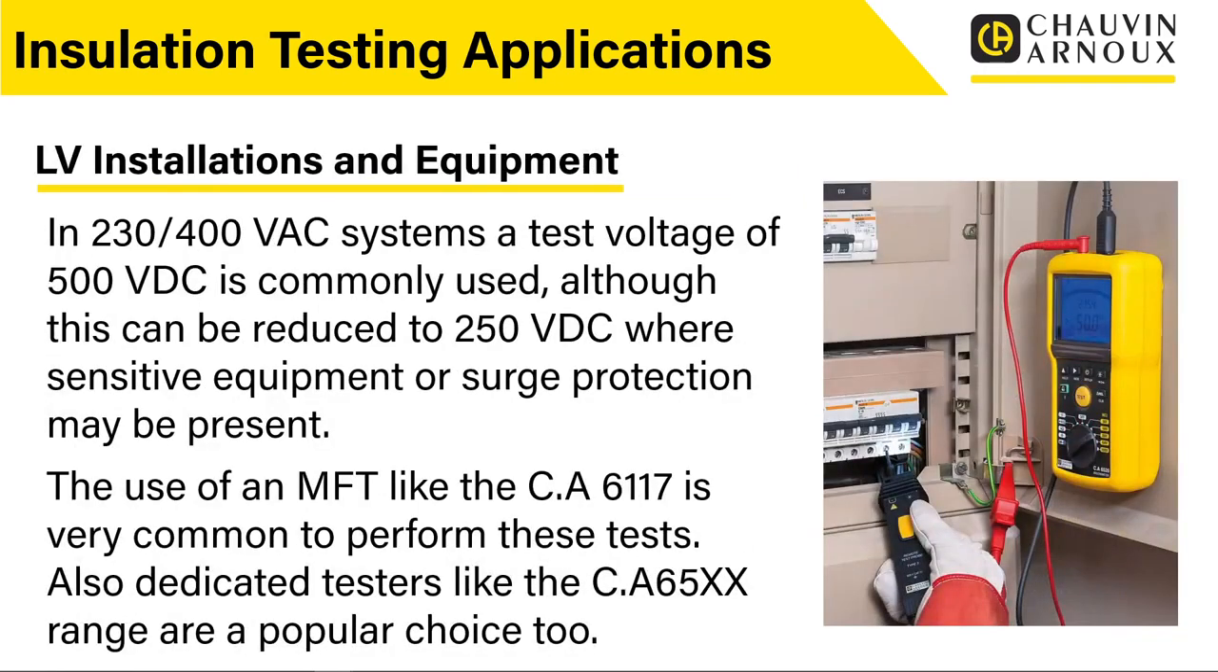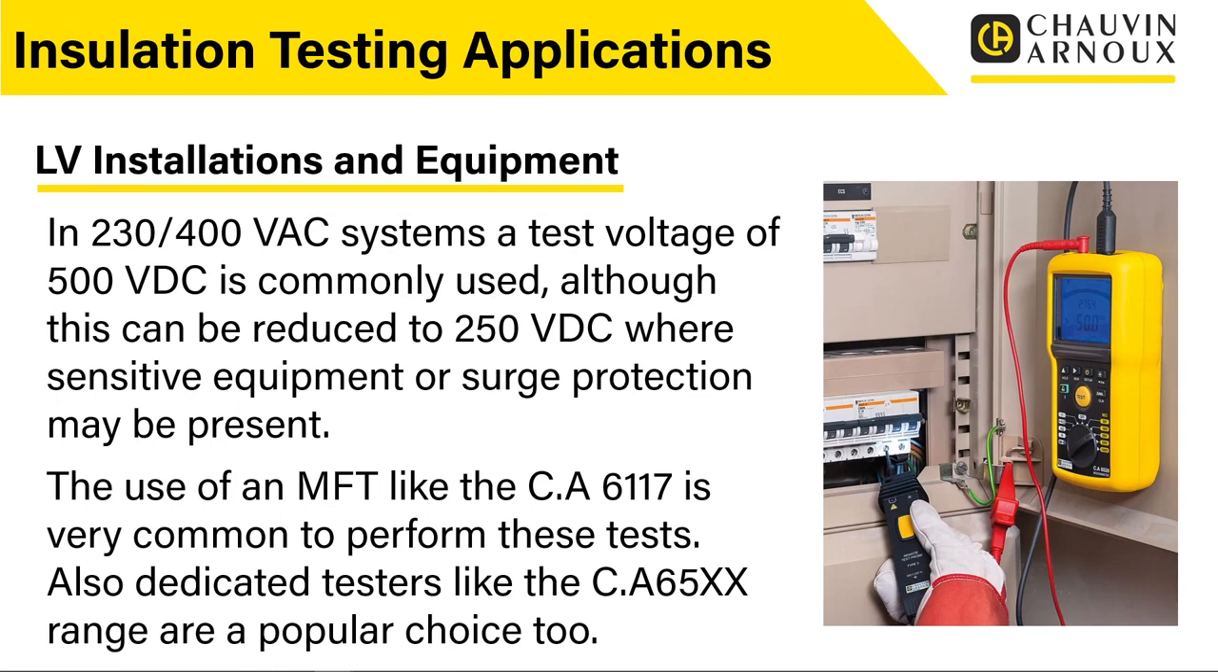The next application we're going to look at is low voltage installations and equipment. What we're talking about is really the normal wiring systems and equipment you're going to come across on a daily basis in domestic, commercial and industrial situations. In 230 or 400 volts AC systems, a test voltage of 500 volts DC is commonly used, although this can be reduced to 250 volts DC where sensitive equipment or surge protection may be present.